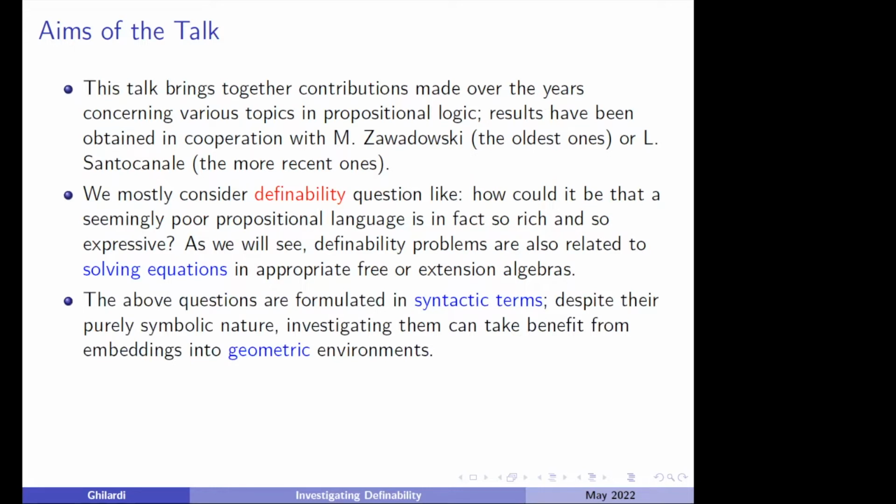Most of the questions that I am addressing are formulated in purely symbolic and syntactic terms. However, in order to investigate them, we'll see they take advantage of algebraic reformulation and embedding into some geometric environment. This is the point, but the questions by themselves are purely symbolic.